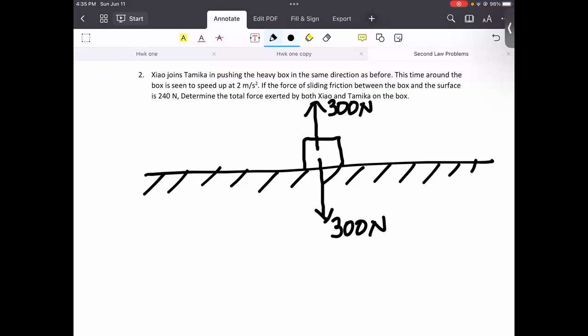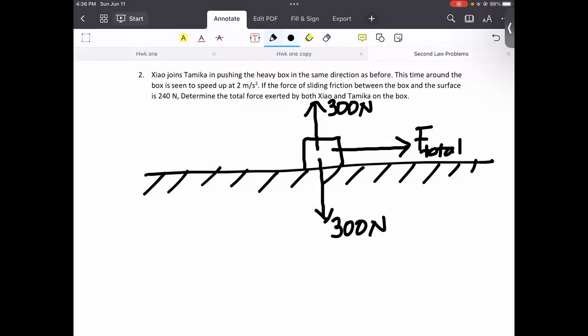And what else? Well, we have 2 people pushing. We don't know what will be the total force, so we cannot tell right now. But at least we can put an arrow here to show that this is the force we are looking for, and we call it the total force. That's the total force that Tamika and Xiao are exerting on the box. That's the total pushing force.